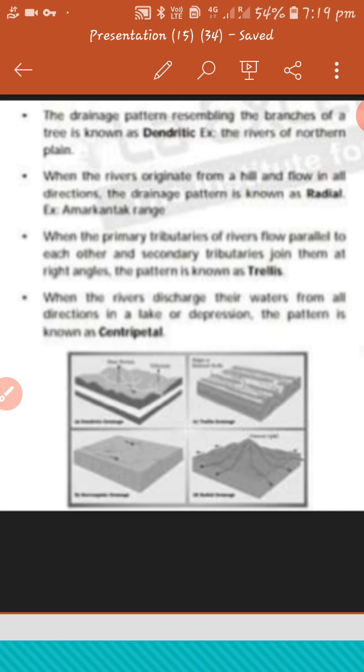When the primary tributaries of rivers flow parallel to each other and secondary tributaries join them at right angles, the pattern is known as trellis. When the rivers discharge their water from all directions into a lake or depression, the pattern is known as centripetal.